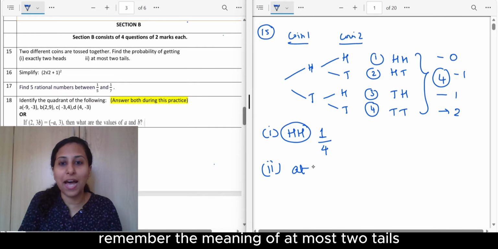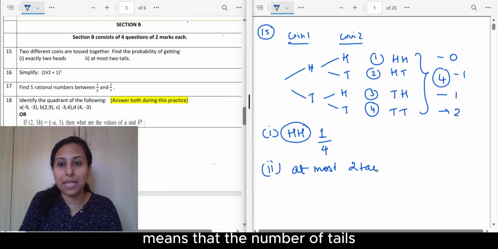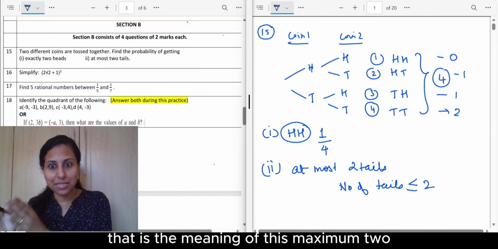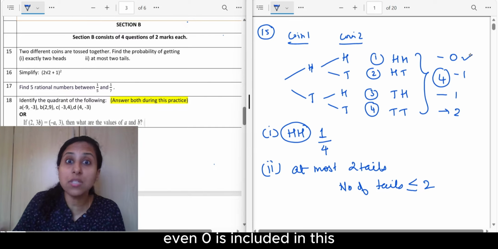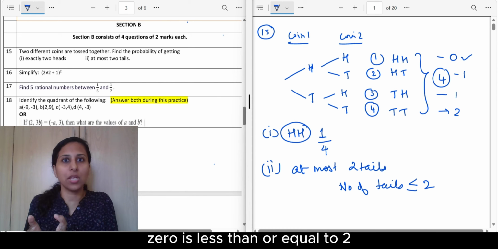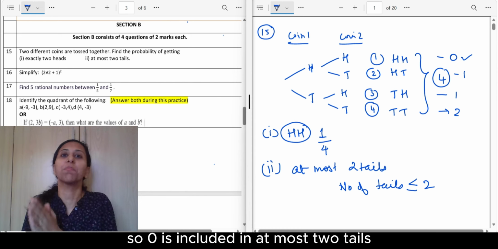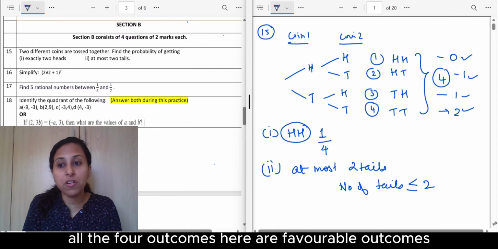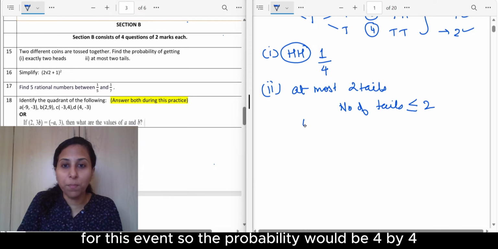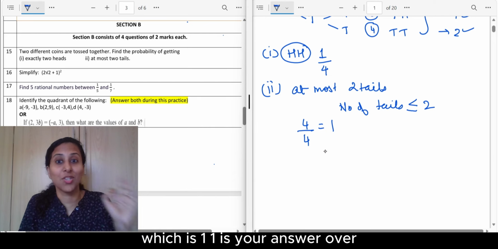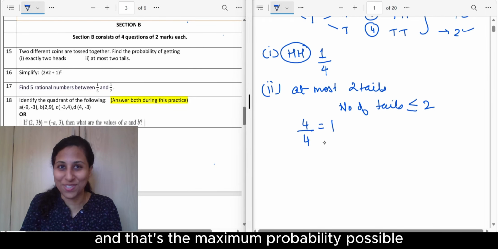Remember, at most 2 tails means that the number of tails must be less than or equal to 2. Maximum 2. Even 0 is included in this. This is a common mistake, not including 0. 0 is less than or equal to 2. So 0 is included in at most 2 tails, which means that all the 4 outcomes here are favorable outcomes for this event. So the probability would be 4 by 4, which is 1. 1 is your answer over here, and that's the maximum probability possible.